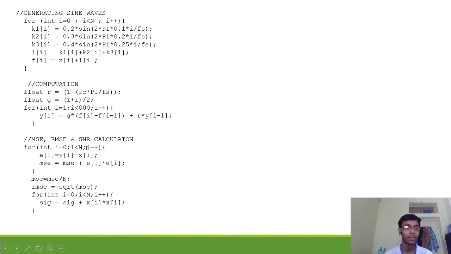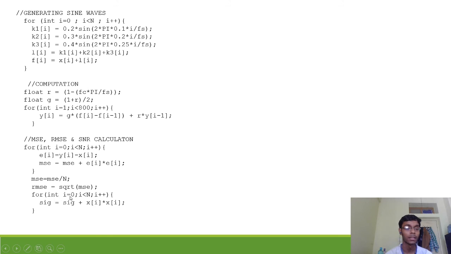Now I have to calculate mean square error, root mean square error, and SNR. For calculating, we first calculate the error: E of I equals Y of I minus X of I, and MSE will be MSE plus E of I into E of I, that is E of I whole square. So we got the sum of squared errors. Now we have to divide it by n, so MSE equals MSE divided by n. This is the mean square error. Root mean square error will be the square root of mean square error.